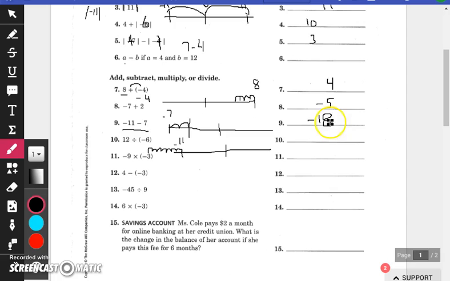Now we move into some multiplication and division. Once again, negative times negative, oh, I messed that up, sorry. Negative times negative equals a positive. If you have a negative times a positive, that equals a negative. And you guys all know that positive times positive equals positive. So memorizing those concepts is important.